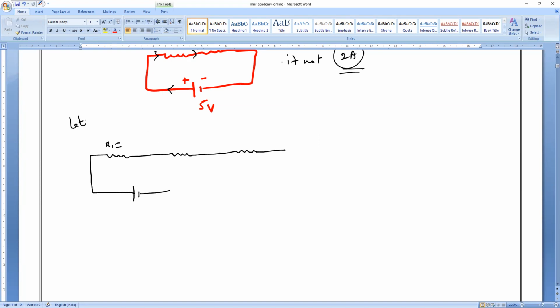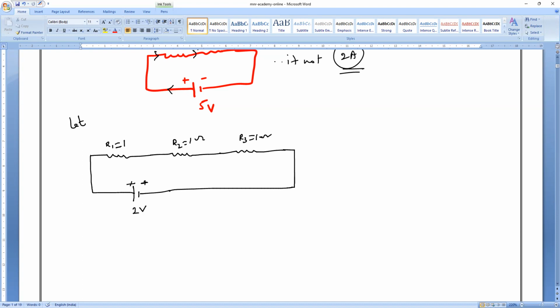Now, all of you observe. Let everything go with the question. Let R1 equal 1 ohm, R2 equal 1 ohm, R3 equal 1 ohm. Now let me consider the supplied voltage is 2 volts. Do you understand everyone? So this is the question.